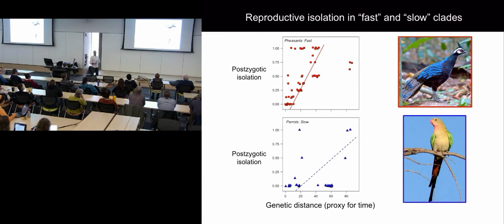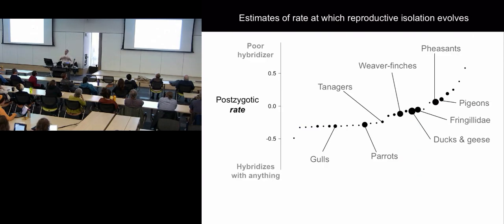Just to put this in commonsensical terms, on average, if you took two species of pheasants and crossed them, they probably would not produce viable offspring. However, with parrots, with a slow accumulation of reproductive isolation, you might be able to take even very divergent species and cross them and still have viable offspring, potentially even fertile offspring. So we can take this model and estimate parameters, which are nothing more than the slopes of these relationships, with some tricks to correct for non-independence and so on. And we can estimate this tempo of reproductive isolation evolution for all these different groups of birds.